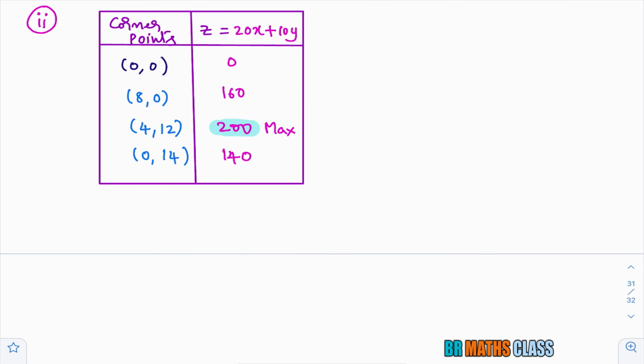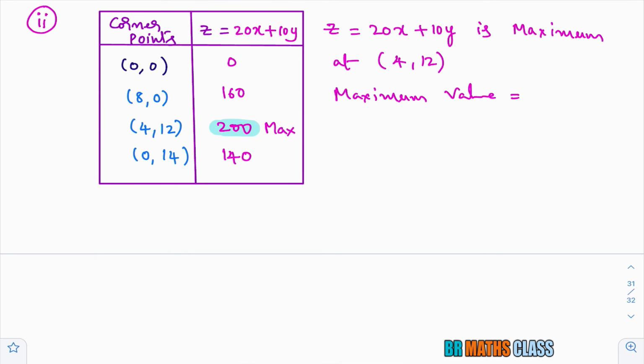As the feasible region is a bounded feasible region, here only we can declare the maximum value of the objective function, where it is maximum and what its maximum value is, from the corner point table. In case the feasible region is an unbounded feasible region, we will go with one more step that you already learned in the first exercise problems. Okay, so as the feasible region is bounded, I'll conclude here only. Z equal to 20x plus 10y, that means profit is maximum and the maximum value is rupees 200.